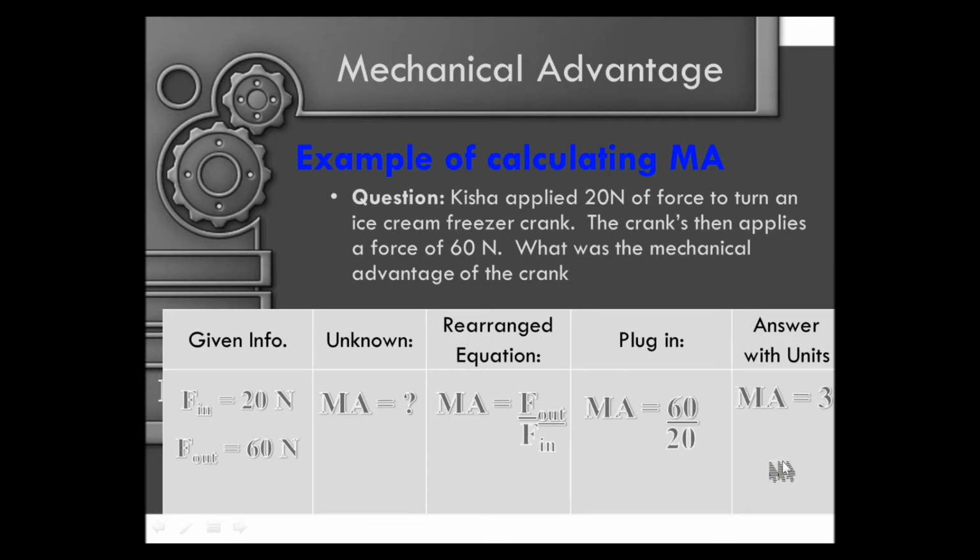which would make it a mechanical advantage of 3. Notice I don't have units here, and that's because both of our data is measured in newtons, and when we divide them, they're going to cancel out. So a mechanical advantage does not have a unit.